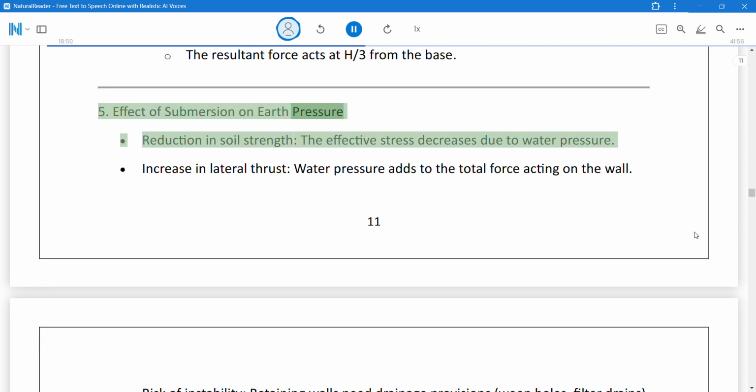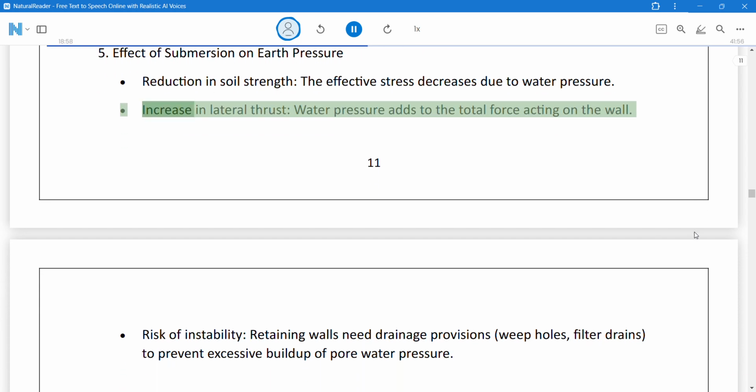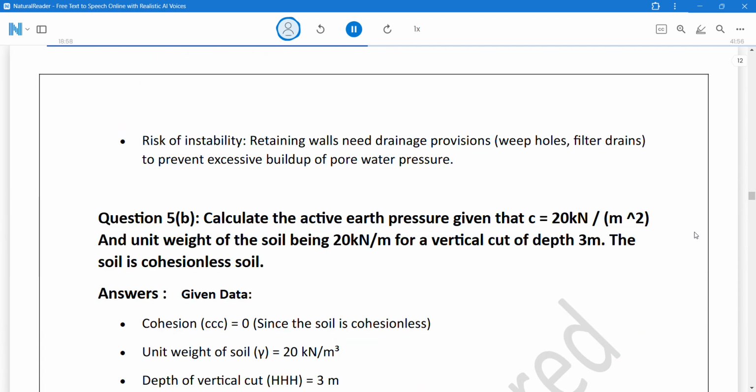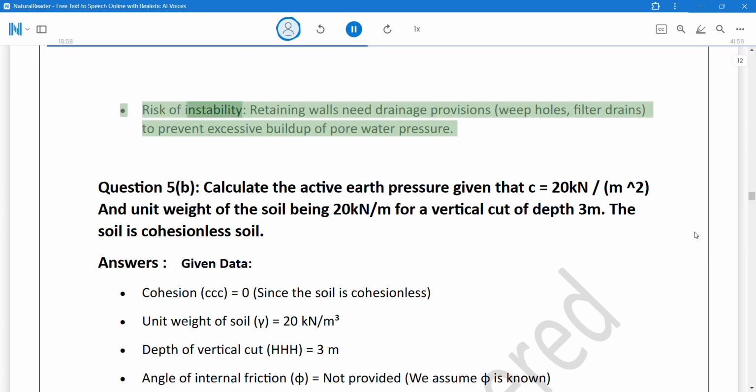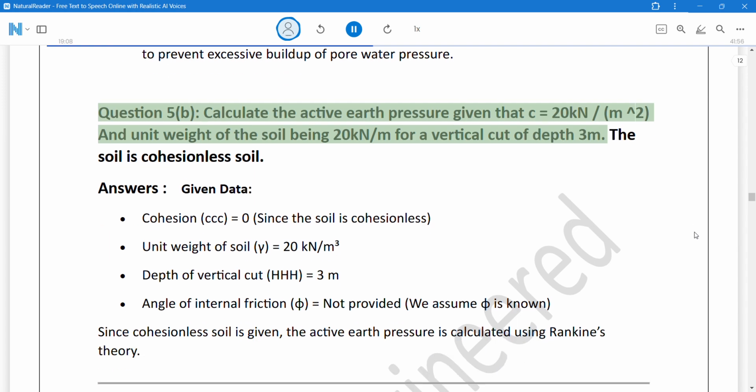5. Effect of submersion on earth pressure. Reduction in soil strength: the effective stress decreases due to water pressure. Increase in lateral thrust: water pressure adds to the total force acting on the wall. Risk of instability: retaining walls need drainage provisions to prevent excessive buildup of pore water pressure.